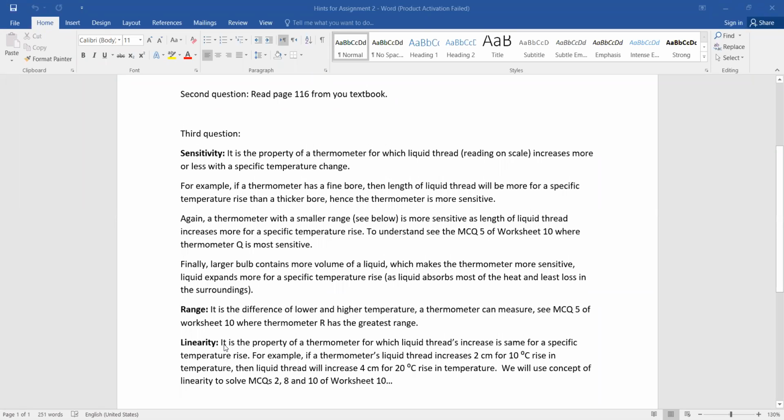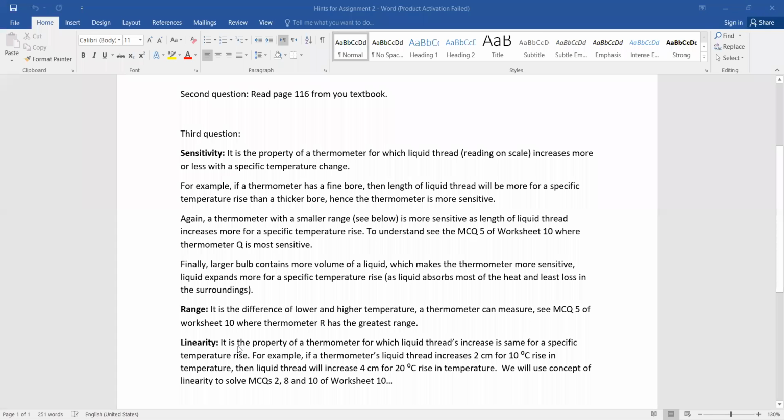Linearity is related to one of the ideas you already know before. That is directly proportional, you know. That is, the length of the liquid level rises with temperature rise, isn't it? So if we increase 1 degree Celsius, and the liquid level rises 1 centimeter, then for 2 degrees Celsius, how much will it rise?